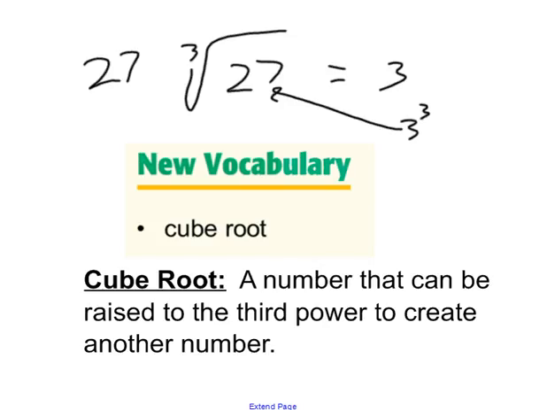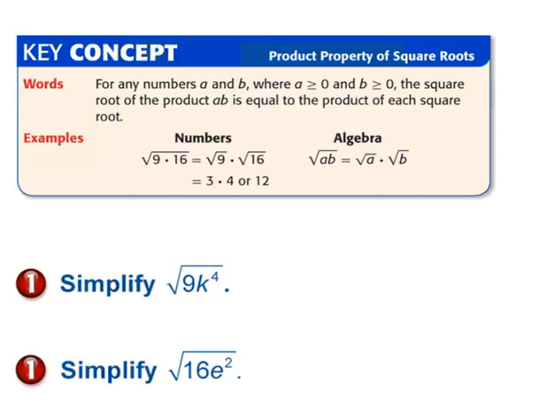All right? So for any numbers a and b, where a is greater than or equal to 0 and b is greater than or equal to 0, the root of the product ab is equal to the product of each root. So if I take the square root of 9 times 16, it's the same as saying the square root of 9 times the square root of 16. The square root of 9 is 3, and the square root of 16 is 4, so the answer would be 12. Okay, so let's do a couple of these here.